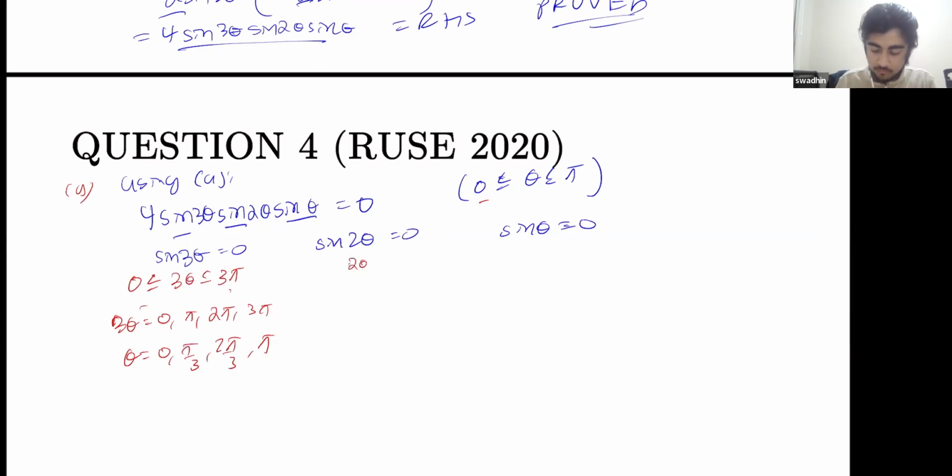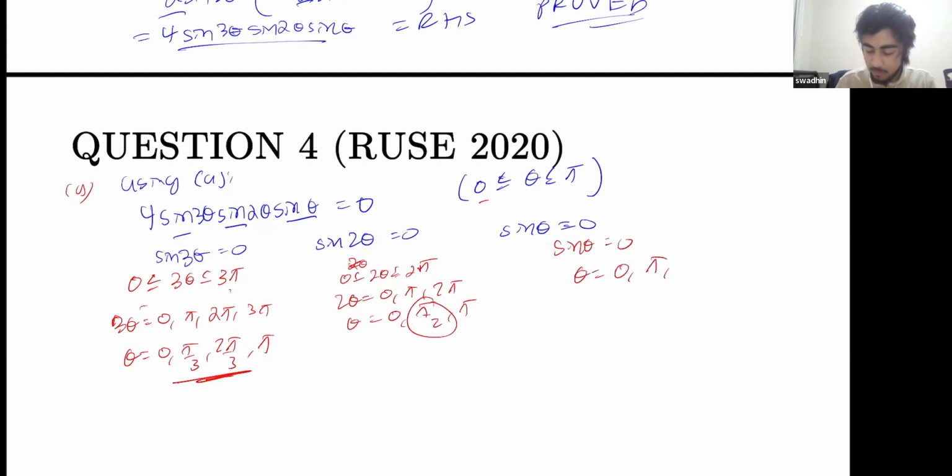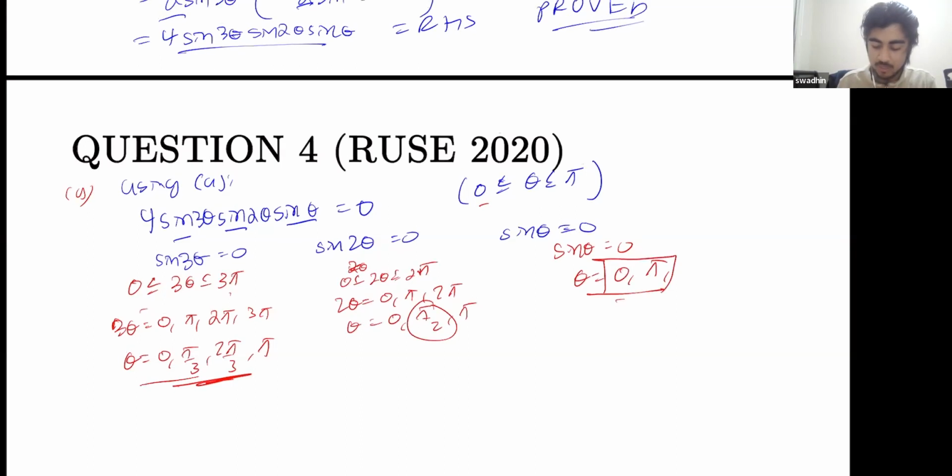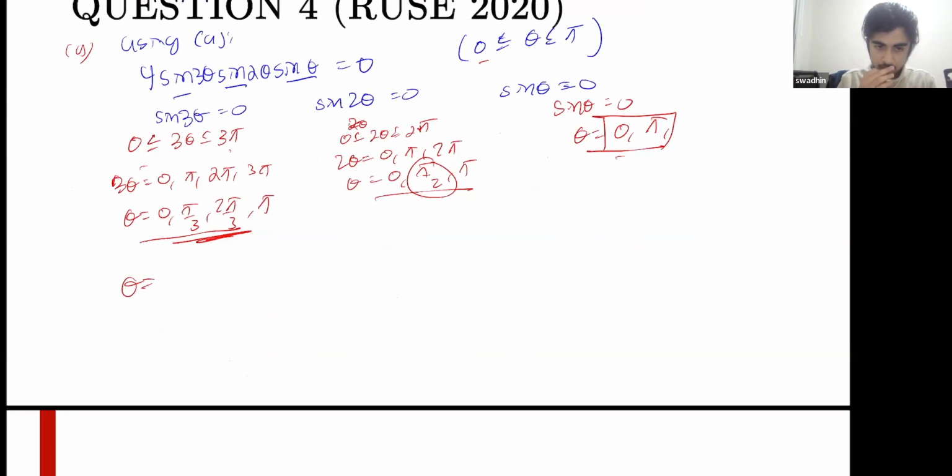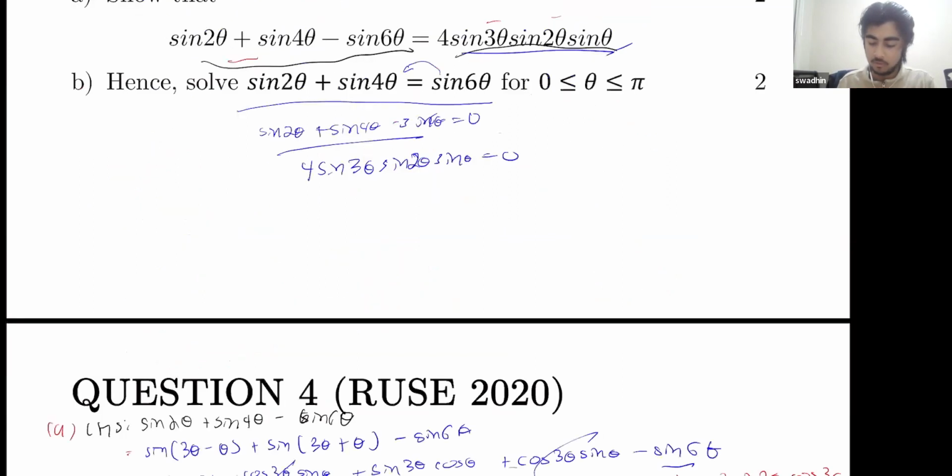So 2 theta is equal to 0. And theta would be equal to, so 2 theta would be equal to 0, pi, or 2 pi. Theta would be 0, pi on 2, or pi. The only unique solution that differentiates from this is the pi on 2. Sine theta is equal to 0. So theta is equal to 0 or pi. And we see that these two solution sets are already included in the first one and the second one. So the unique solution for theta is 0, pi on 3, 2 pi on 3, pi on 2, and pi. And that's your 2 marks.